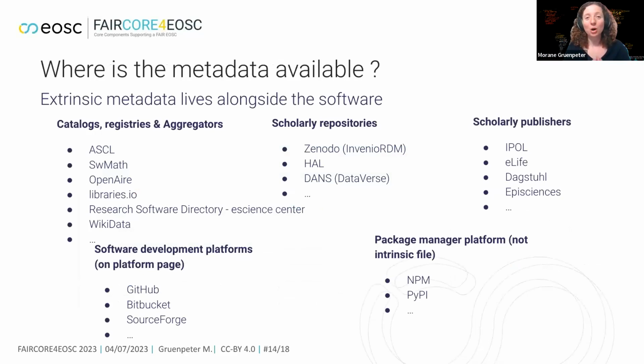Now, we talked a lot about archival, and today we want to talk also about finding software and how we describe software and where is this metadata that's describing software. So we have two types of metadata. We have the extrinsic metadata that lives alongside the software on an infrastructure. So it can be on a registry or an aggregator.